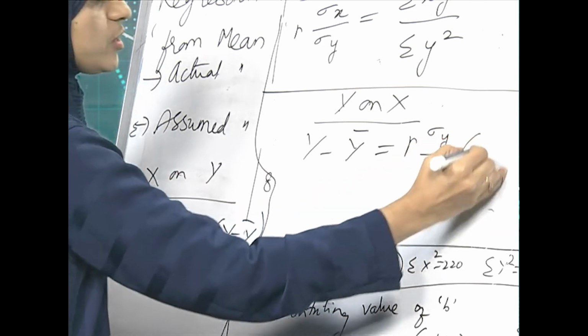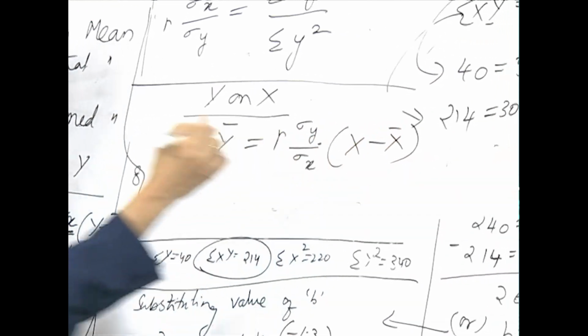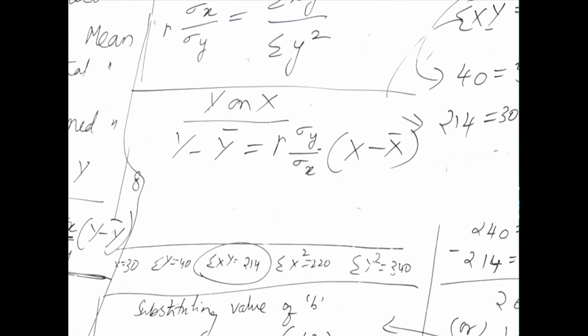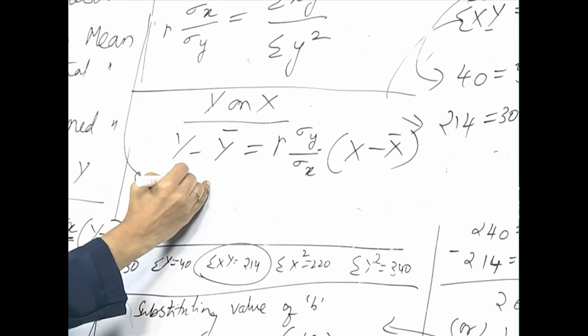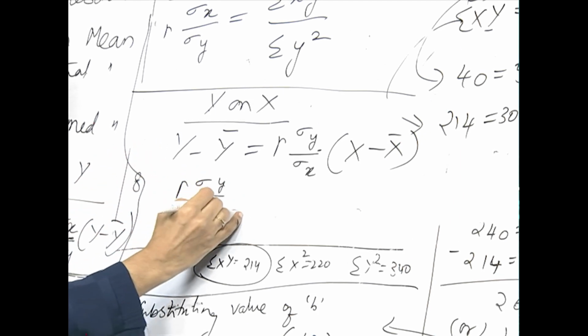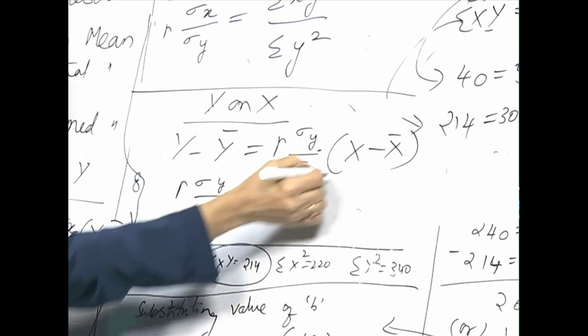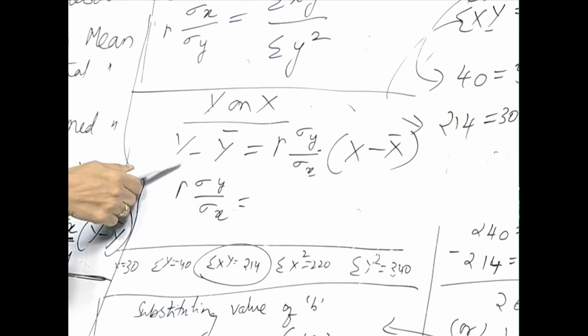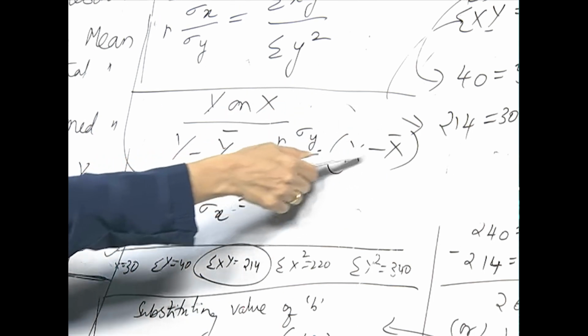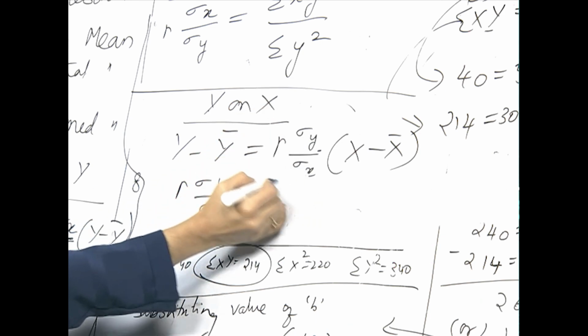Then we close it with x minus x bar. This is how we try to say x on y and y on x. And here also, when we are trying to find out this portion of the formula, because this is simple, y minus mean, x minus mean is simple. What is new is this part.